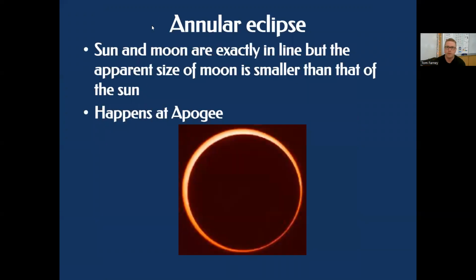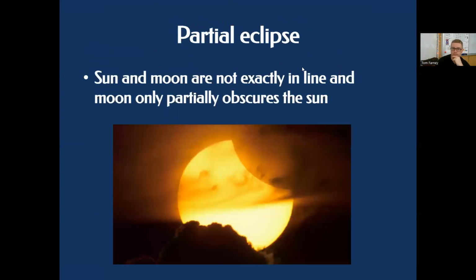Very, very cool. For the annular eclipse, the sun and the moon are exactly in line, but the apparent size of the moon is smaller than that of the sun. This happens at apogee, when the moon is at the furthest point from the Earth. Because of how far the moon is out, it's not close to us anymore. It's going to appear smaller, so it's not going to be able to completely block the sun's light from hitting us. Some of it will still come through, and this only happens at apogee when we have this annular eclipse. So maybe that's a good way of remembering: apogee starts with A, annular starts with A. Again, letter association helps a lot.